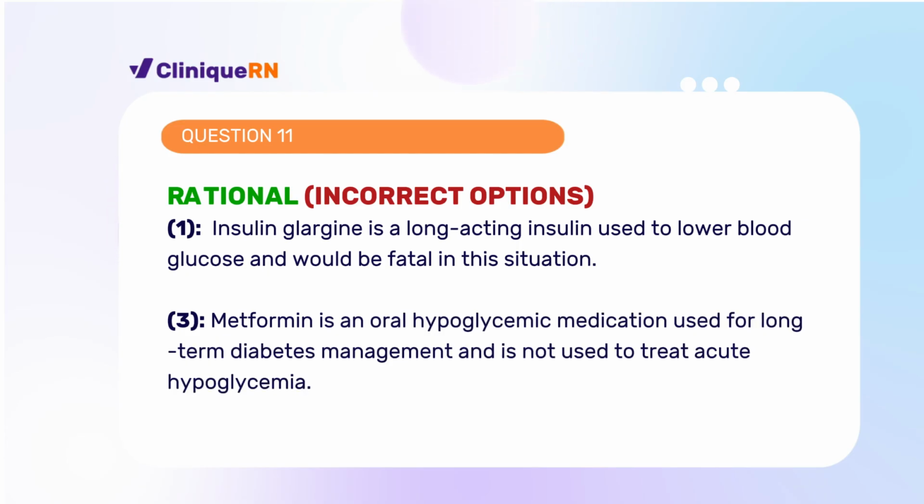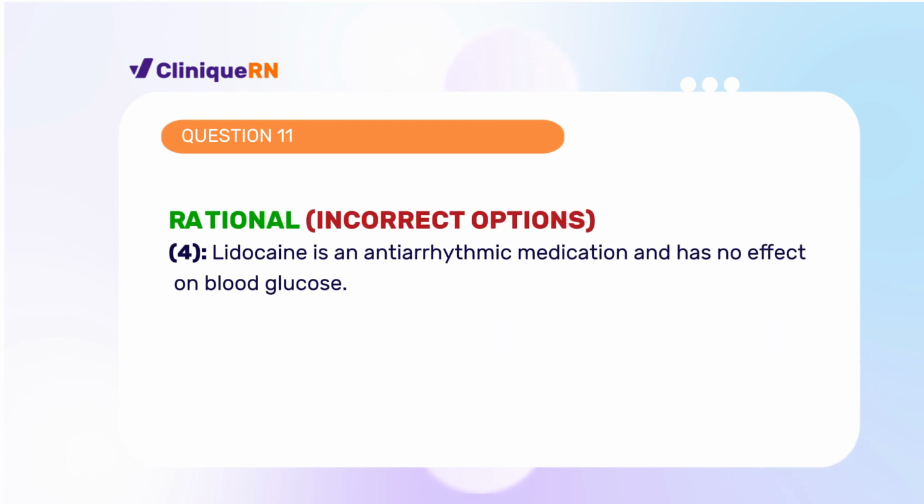Insulin glargine is a long-acting insulin used to lower blood glucose and would be fatal in this situation. Incorrect option 3. Metformin is an oral hypoglycemic medication used for long-term diabetes management and is not used to treat acute hypoglycemia. Incorrect option 4. Lidocaine is an antiarrhythmic medication and has no effect on blood glucose.